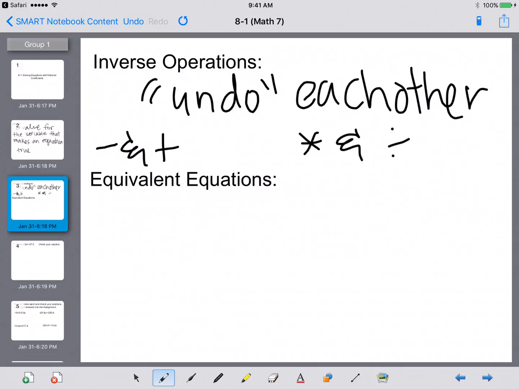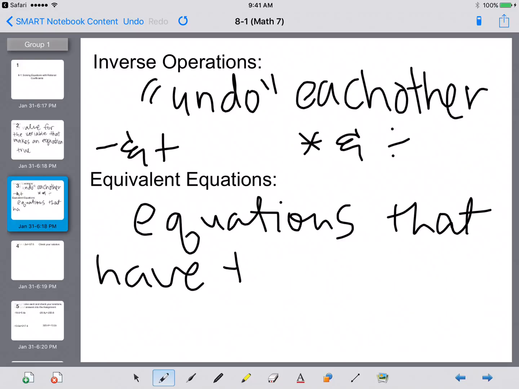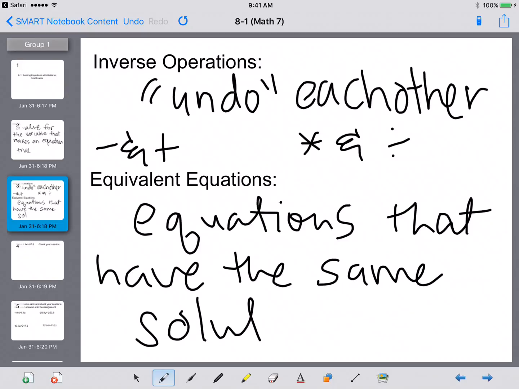Equivalent equations are equations that have the same solution. So they are equal to each other. They are equivalent. Equivalent is equal. So equivalent equations are equations that have the same solution. Inverse operations undo each other.